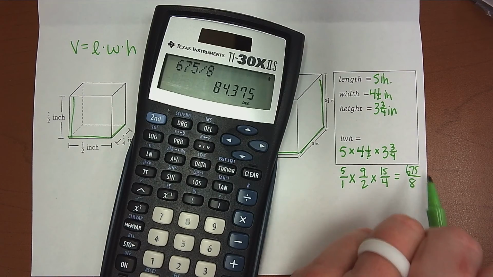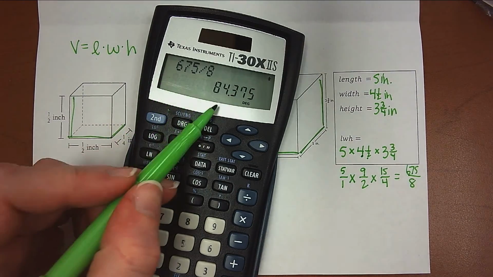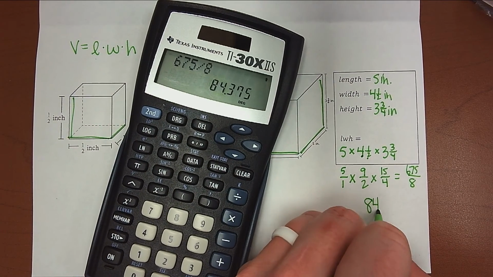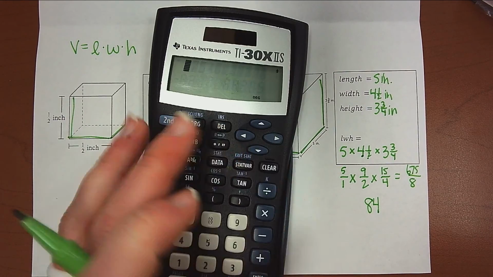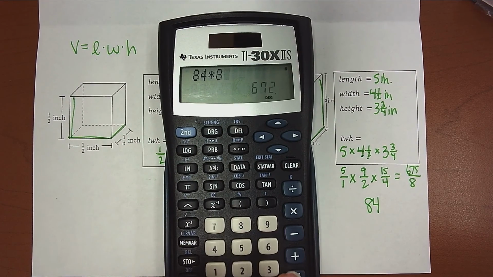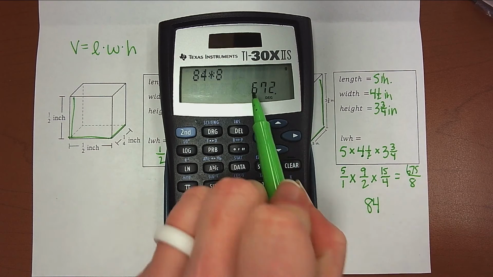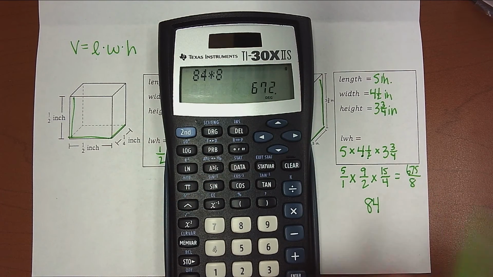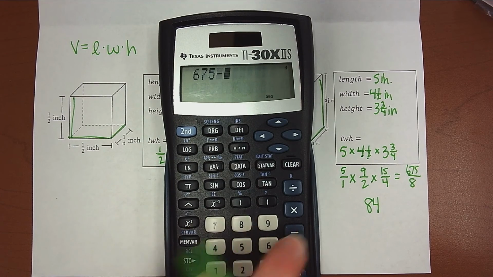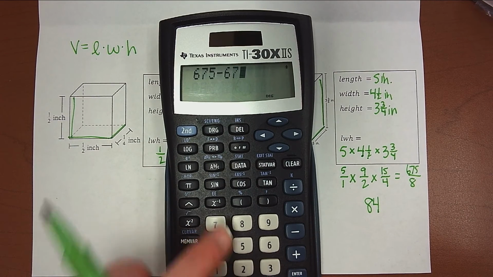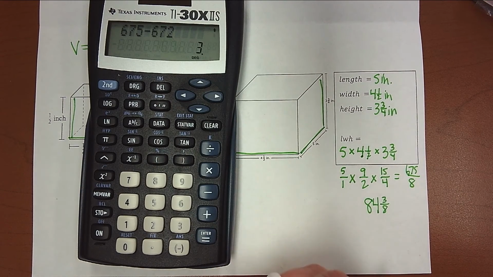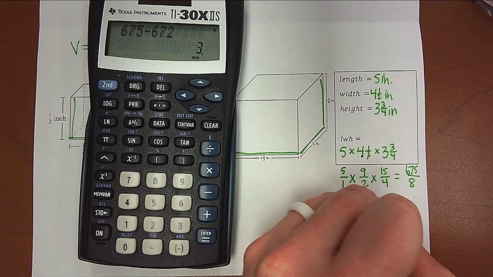So 8 can go into 675. It looks like 84 whole times. So my whole number is going to be 84. And 84 times the eighths is 672. So 672 is how many eighths I have accounted for right now, but there's 675. So 675 minus 672 leaves me with 3 more eighths left over. And I get 84 3/8 inches cubed.